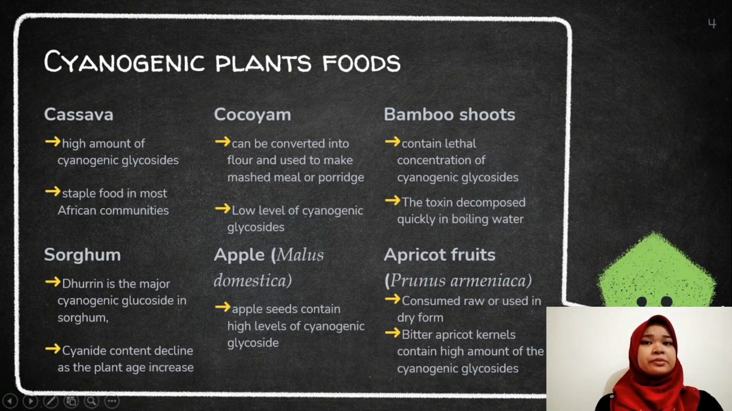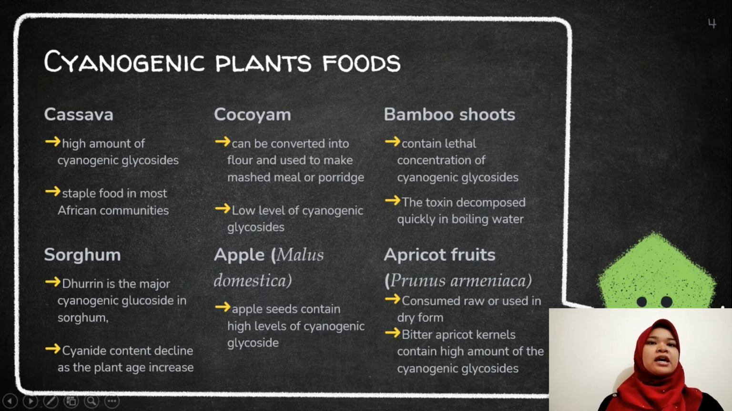Next is sorghum. Dhurrin is the major cyanogenic glycoside in sorghum. The cyanide content of sorghum increased rapidly during early growth stage, after which it declines with plant age. The most common cyanogenic glycoside in fruit and fruit kernel is amygdalin. Amygdalin content of the fruit seed varies significantly from seed to seed.